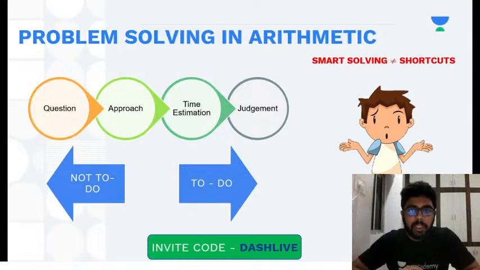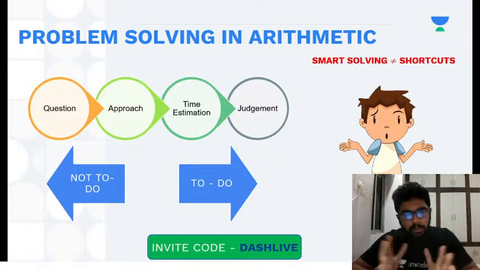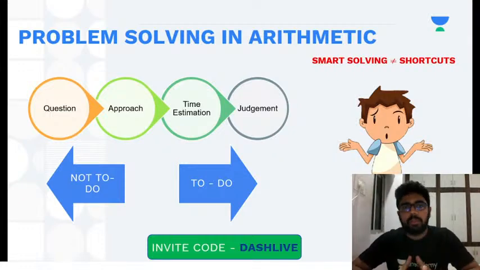We'll be discussing smart solving techniques. A few things before we get to the questions. I have a few questions to show you, like what smart solving exactly is. It's very easy to say solve in a smart way, but what is it exactly and why is it important? As far as arithmetic is concerned, those preparing for CAT 2021 already know that arithmetic is one of the most important areas in quants. You get the maximum questions from arithmetic.